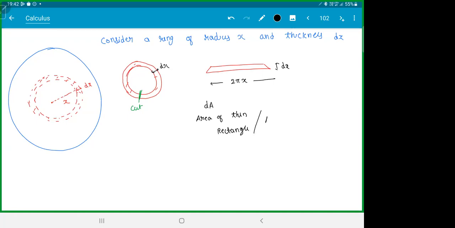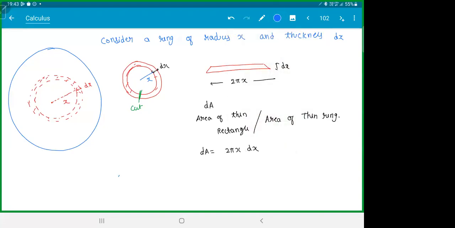Which is also the area of the thin ring. Again, you know what I did? At a distance x, I took a thin ring of thickness dx, and I took a scissor and cut it off. When I opened it, what I got is a thin rectangle of length 2 pi x and breadth dx. So we get the area dA will be length into breadth, 2 pi x into dx. This is the area of one ring.